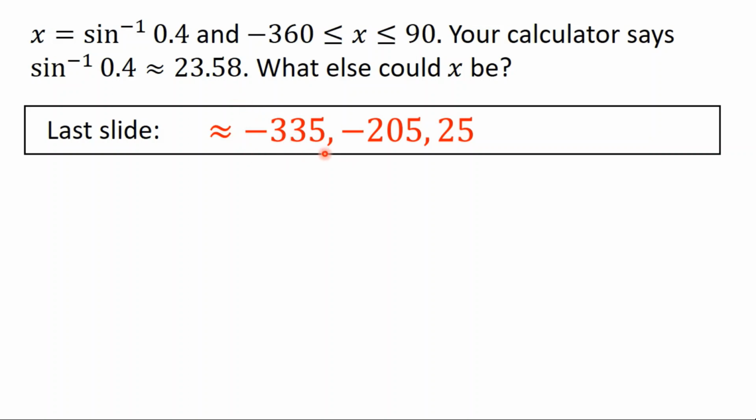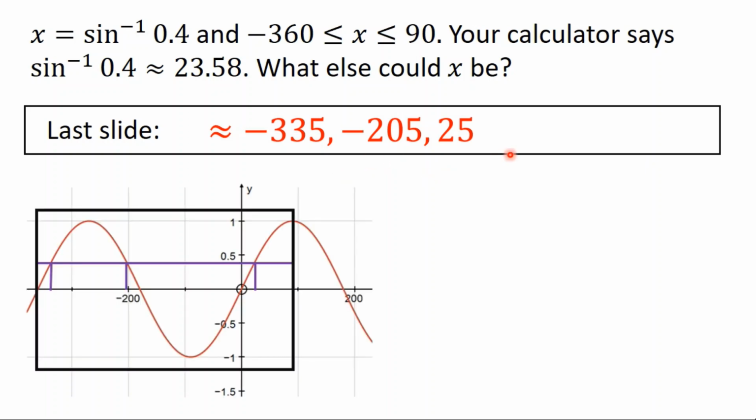But there must be a value that's a bit near to negative 335, and a value that's a bit near to negative 205, because that's what our graph showed. So how can I find these exact answers without just being able to type it into a calculator? What we're going to use now is the really nice fact that these are mirror images in some way. The values are repeating themselves.